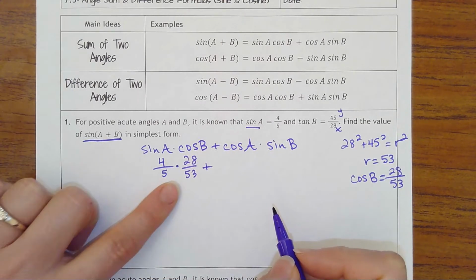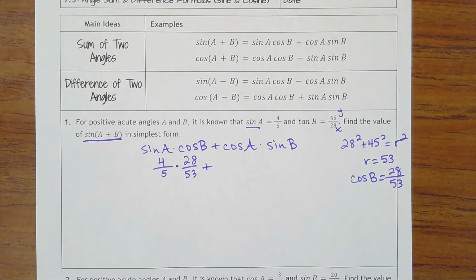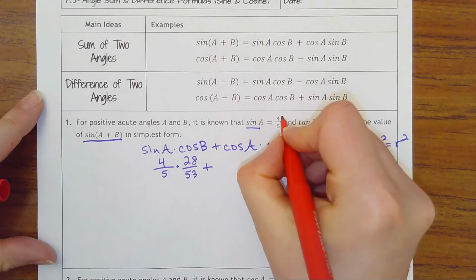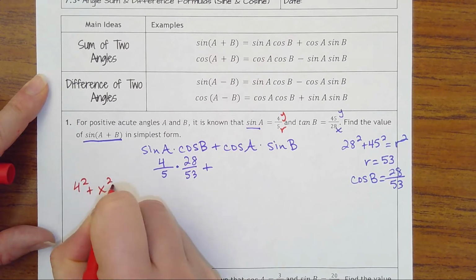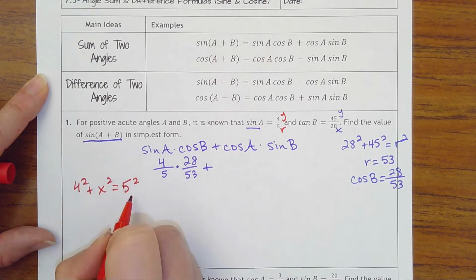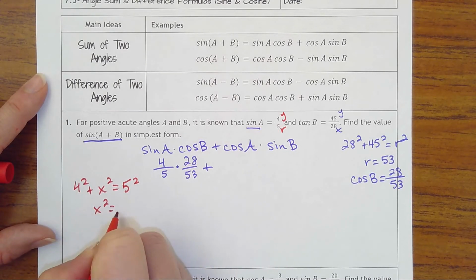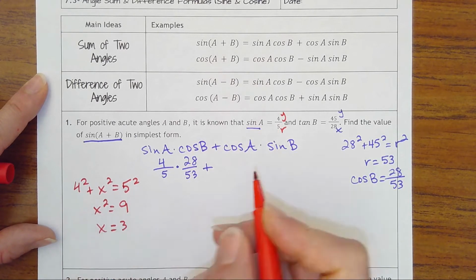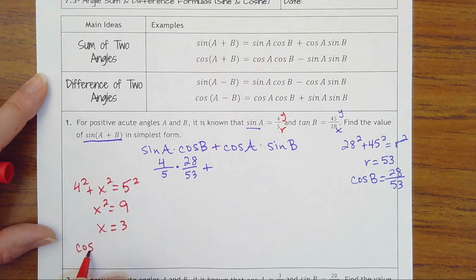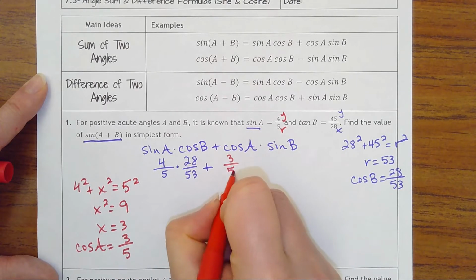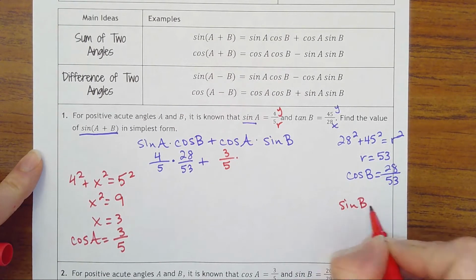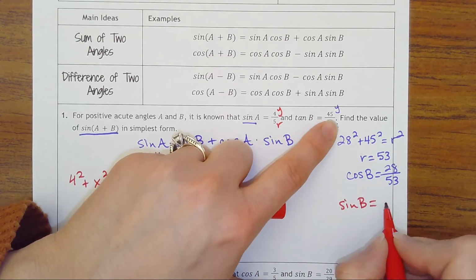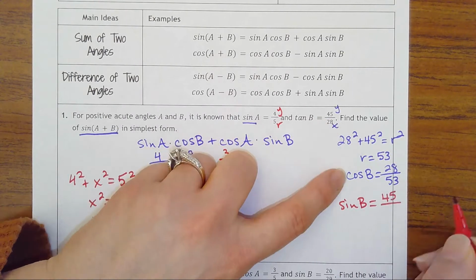Plus cosine of A, we don't have. Let's switch colors here. This is my y over my radius, so I'll have 4 squared plus, I need to find the x. That would be 25 minus 16 is 9, so the square root would be 3. So cosine of angle A would be that x value over the radius of 5. And then I don't have sine of B, but I could get it. I need the y value, which is 45, over the r I found, which is 53.